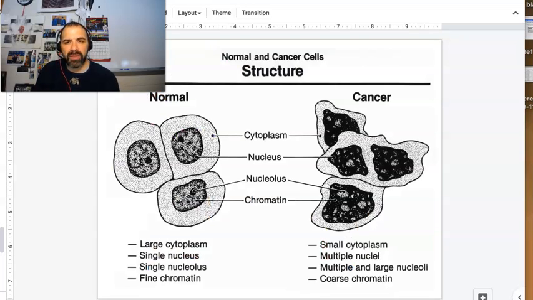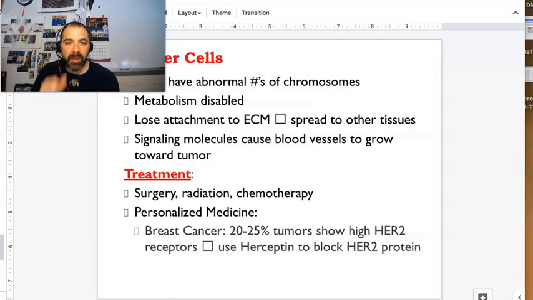So, normal structure versus cancer structure. There's a normal cell. You can see the cytoplasm is different, as are the nucleus, nucleolus, and chromatin. Typically in a normal cell, you've got large cytoplasm, a single nucleus, a single nucleolus, and fine chromatin. In cancer cells, you've got small cytoplasm, multiple nuclei, multiple large nucleoli, and coarse chromatin. It's a mess. Cancer cells have abnormal numbers of chromosomes. Metabolism is disabled. They lose attachment to the extracellular matrix, so they can spread to other tissues. Signaling molecules cause blood vessels to grow toward a tumor. So there are all of these issues.